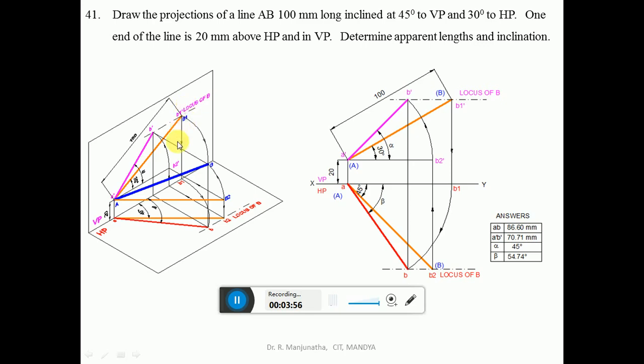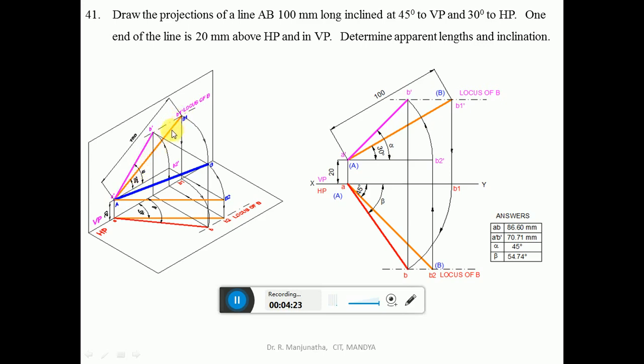Now we need to find out the apparent length and apparent inclination, that is, the front view and its inclination, and the top view and its inclination. So we have the point A in space. First we are going to take up the front view true length.